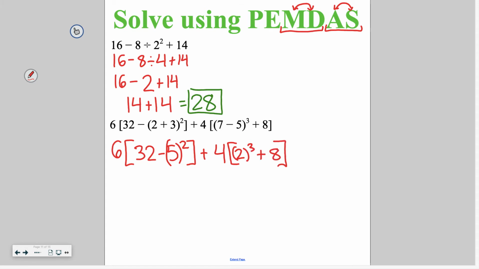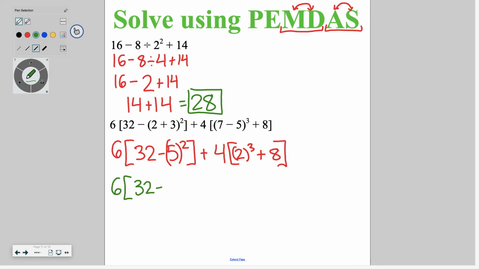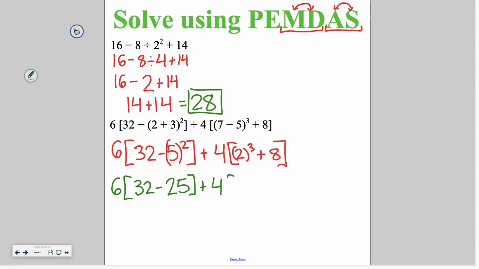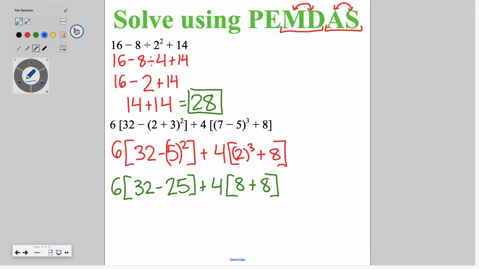So we've done our parentheses. We are now going to solve the exponents inside that. So we've got 6, we've still got the bracket, 32, minus 5 to the second power means 5 times 5, aka 25, plus 4, bracket, 2 to the third power is 2 times 2 times 2, which is 8, plus 8. Now we've solved the parentheses, we've solved the exponents. Now these brackets also stand for parentheses. So we're going to have to go through and solve those brackets.